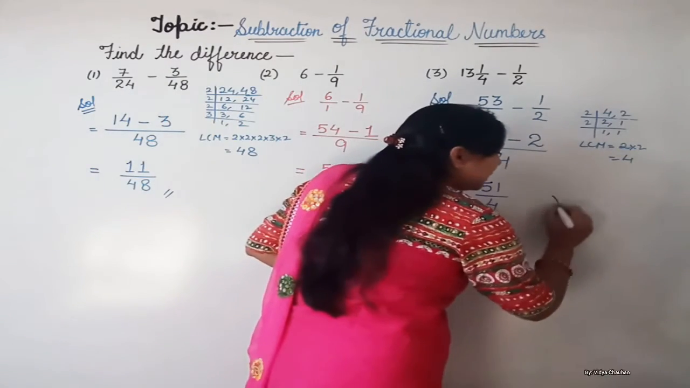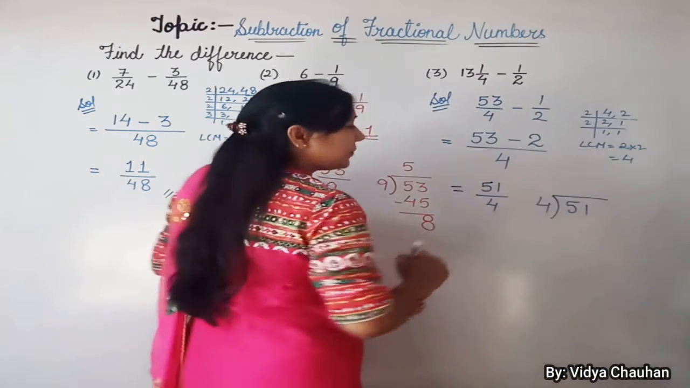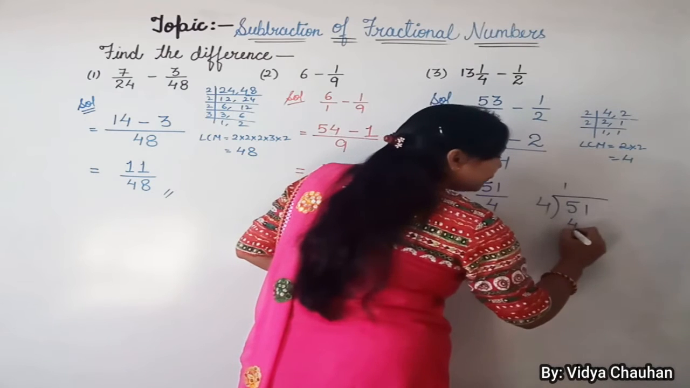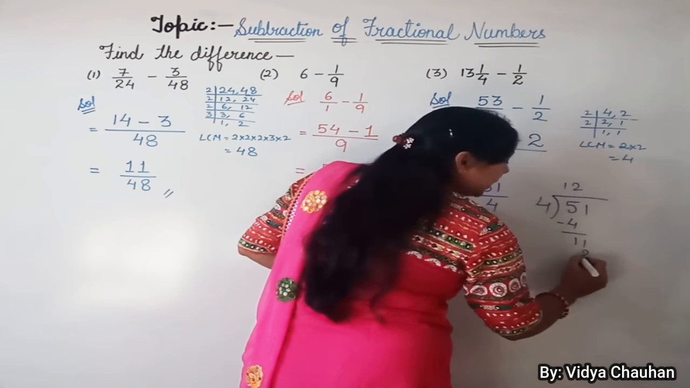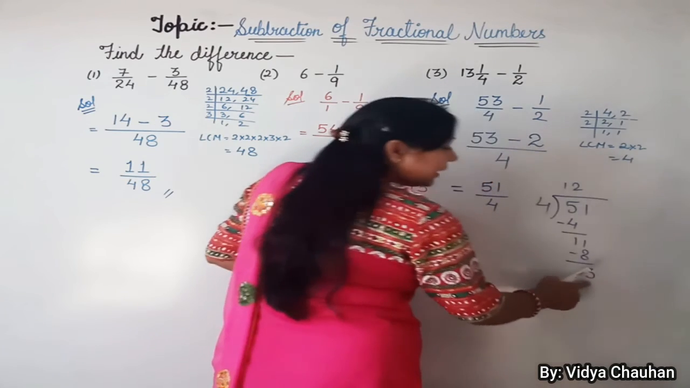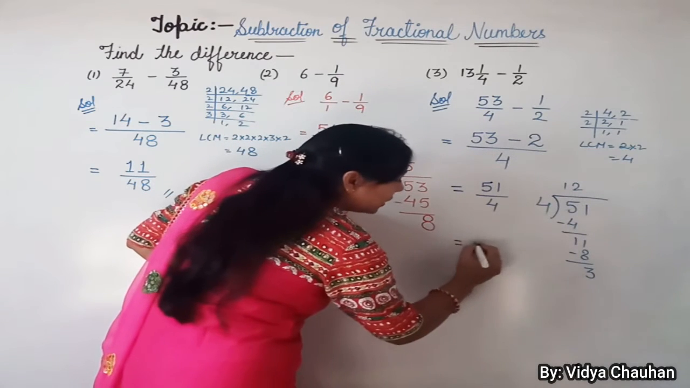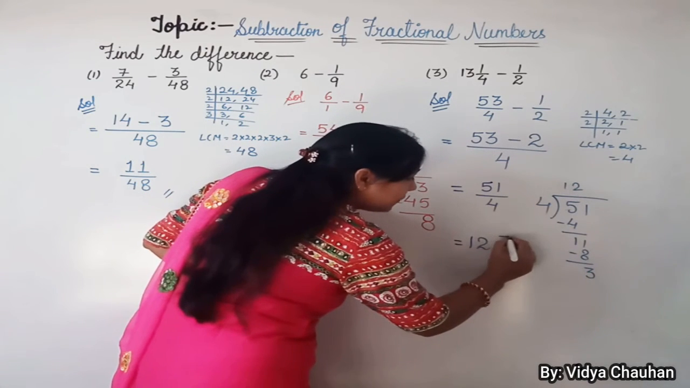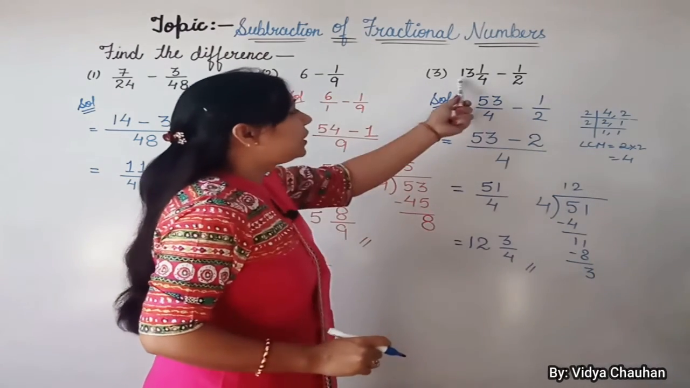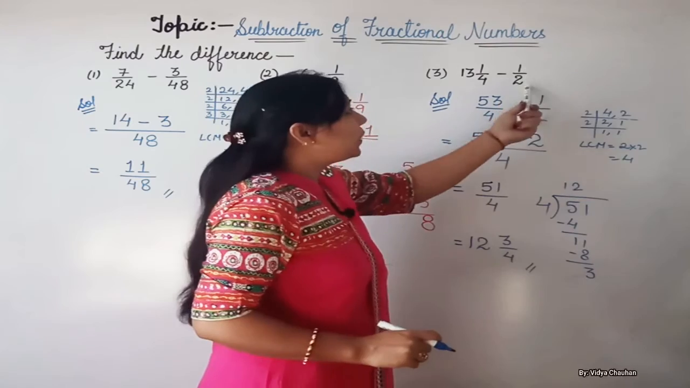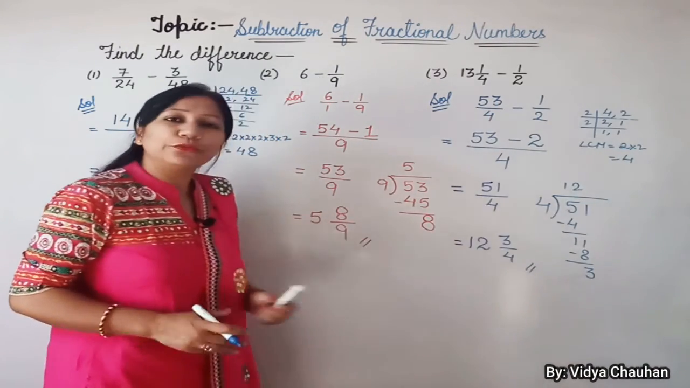Once again, our answer is an improper fraction. So in the next step, we will convert this into a mixed fraction. 4 ones are 4, 1 1, 4 twos are 8. So the remainder is 3, the quotient is 12 and the divisor is 4. So let's write it as 12 and 3 upon 4. This is the difference of 13 and 1 upon 4 minus 1 upon 2. The final answer is 12 and 3 upon 4.